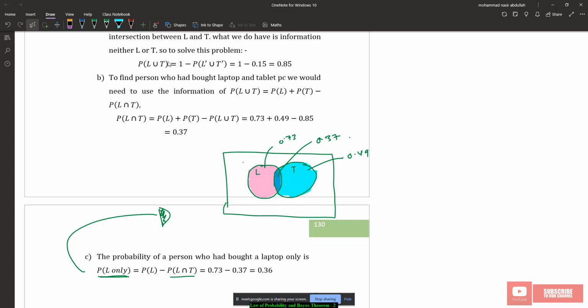So to get this answer, we need to find the pink area. So to find the pink area, probability of L, which is buying a laptop as a whole circle here, minus this part, the intersection, probability of intersection L and T. That's why 0.73 minus 0.37. So you will get 0.36. Okay.